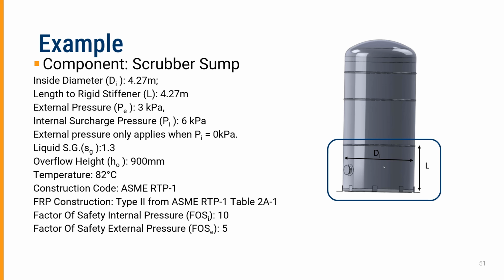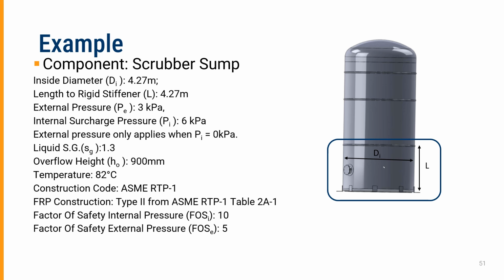Now we're going to talk a little bit about an example. This is based on some equipment that we have some direct experience with. So we're giving an example from the real world. It's a scrubber sump. Inside diameter is 4.27 meters. The length to the rigid stiffener is 4.27 meters. There's an external pressure of 3 kPa, and that external pressure is typically a stack effect.